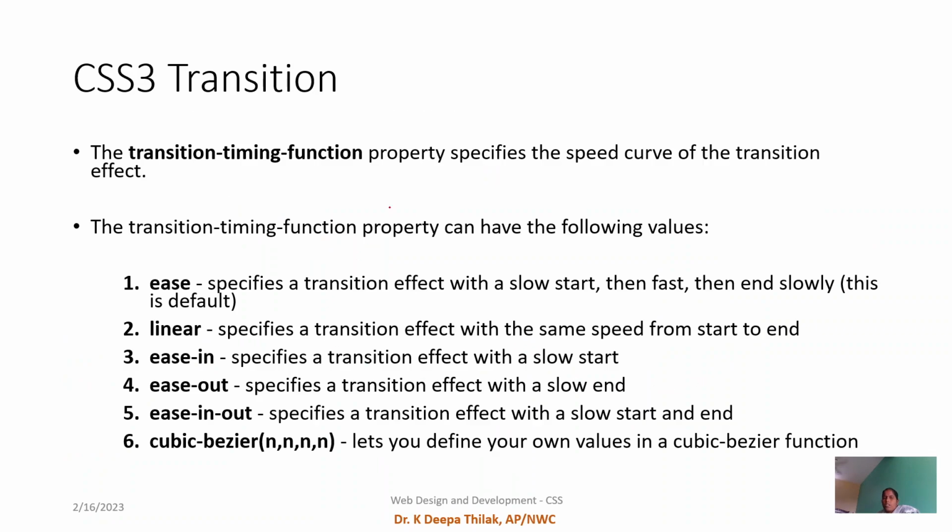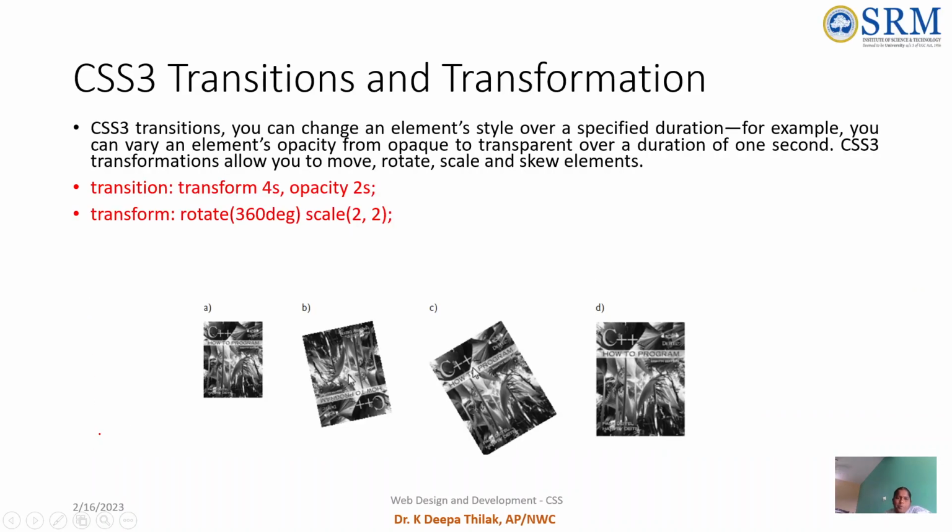So these are the transition timing functions. How to transit? Ease, linear: whether the transition starts at the same speed and ends at the same speed, or starts in a slow manner, does the transition, and ends in a slow manner. So based on that you can specify these values for how the transition should happen.